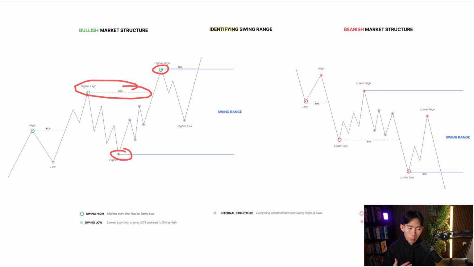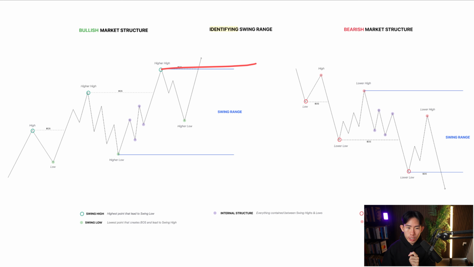If you see that we got a break of structure to the upside and price is creating higher highs and higher lows, obviously we are in an uptrend. If price has created a break of structure to the downside, lower highs and lower lows, we are in a downtrend. And that's the first step, right? Is to identify that so that we can define our swing range, which is the area in which we want to focus our attention on.